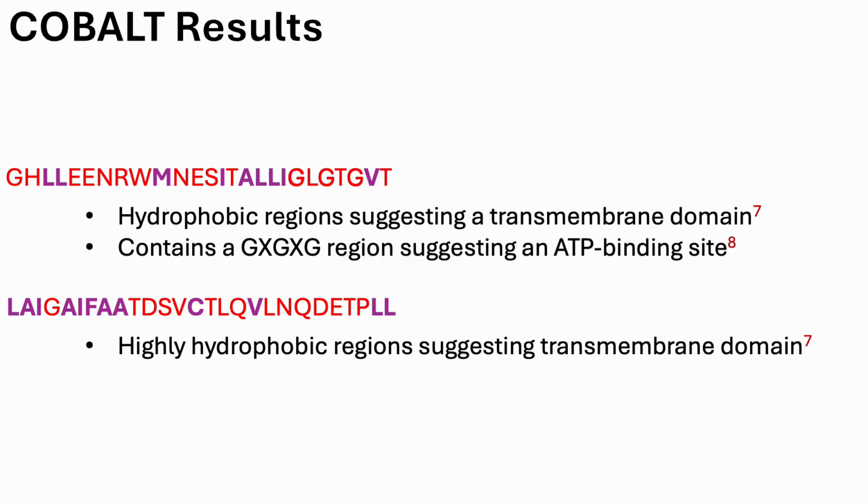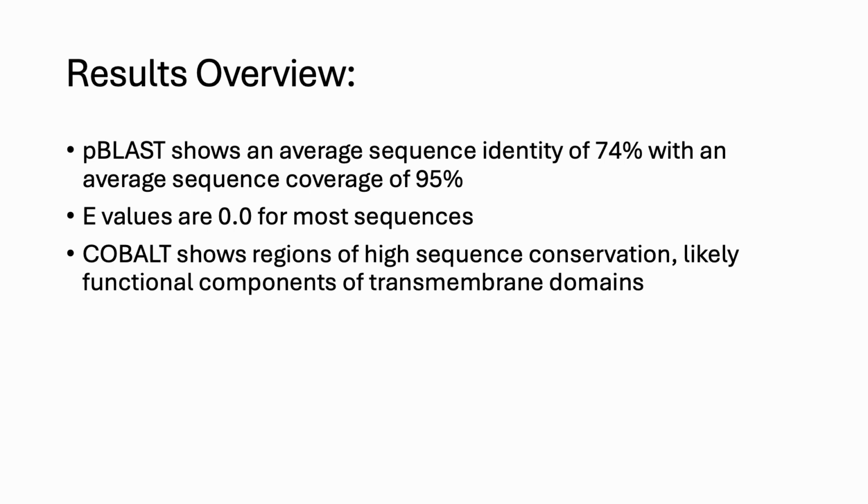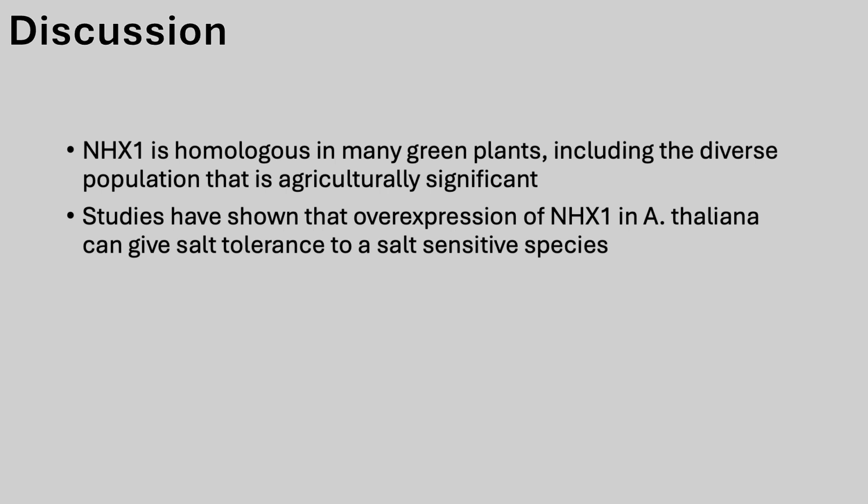Further, one region shows similarities to ATP binding sites found in other proteins. Both these qualities, the hydrophobic nature and possible ATP region, indicate that the conserved regions are important to the gene's function. To summarize, the high sequence identity, extensive coverage, and extremely low e-values from pBLAST, along with the conserved regions identified by COBALT, strongly suggest that the NHX1 gene is not only conserved, but is homologous in many green plant species, including the diverse population that is agriculturally significant.